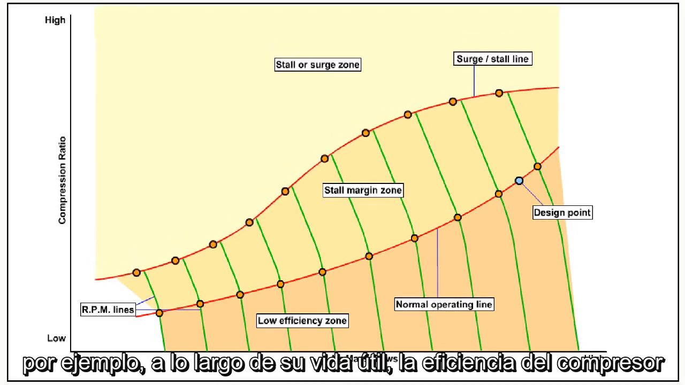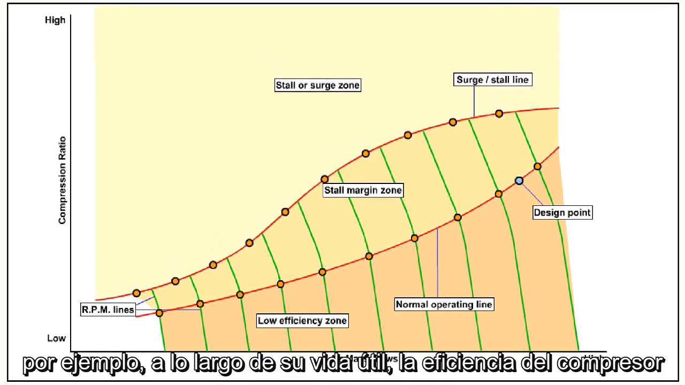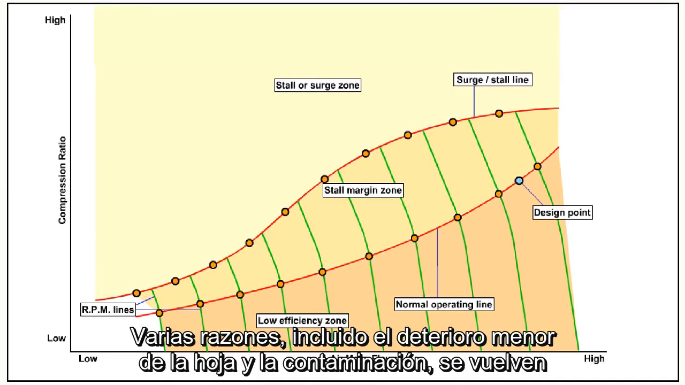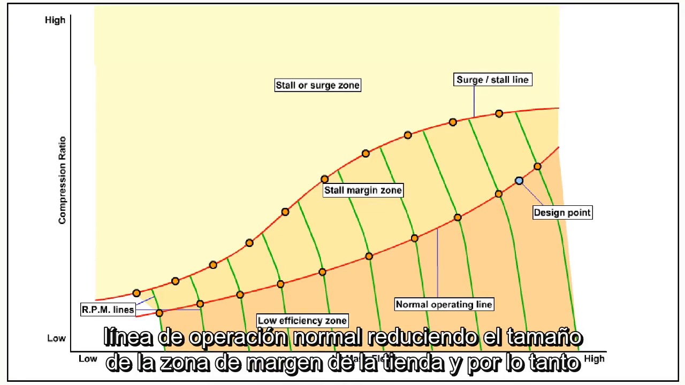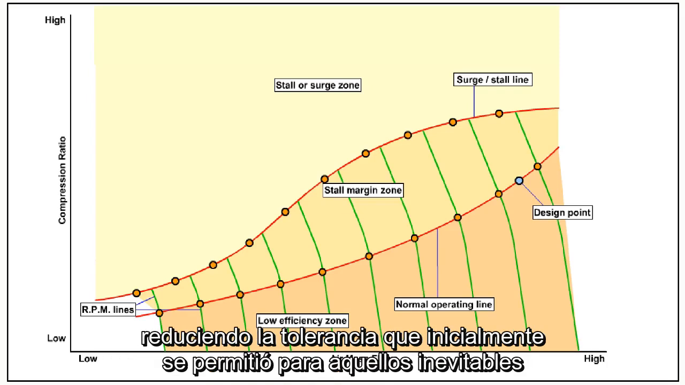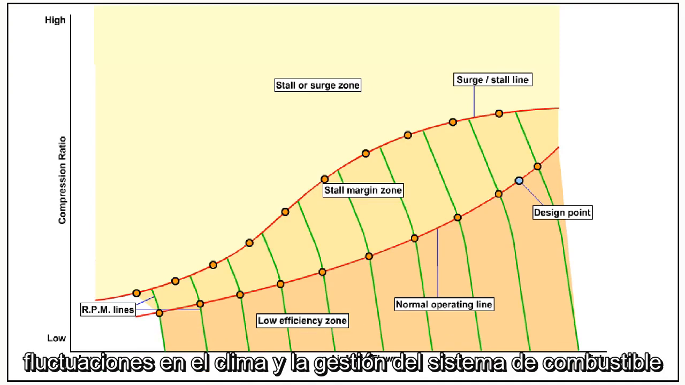For instance, throughout its service life, the compressor efficiency will, for various reasons, including minor blade deterioration and contamination, become lower and lower. This will cause the surge stall line to move closer to the normal operating line, reducing the size of the stall margin zone, and thus reducing the tolerance which was initially allowed for those inevitable fluctuations in the weather and fuel system management.